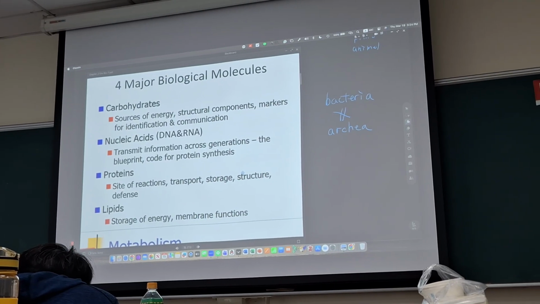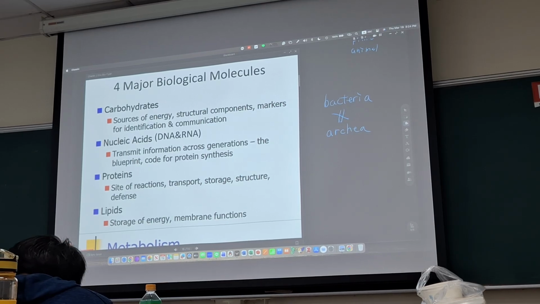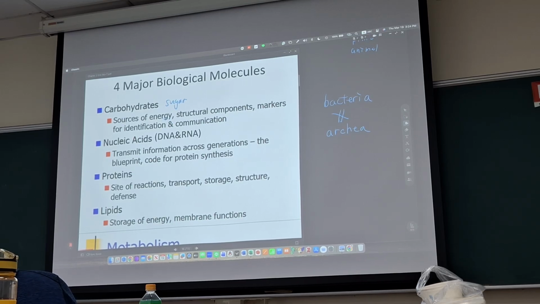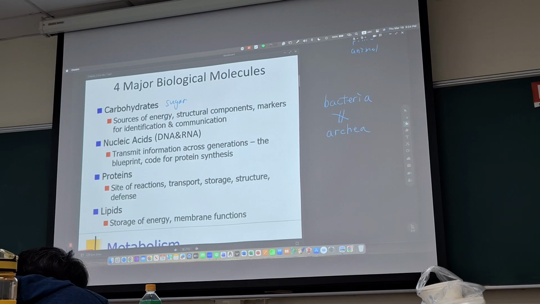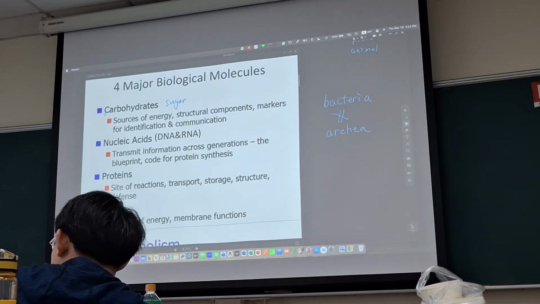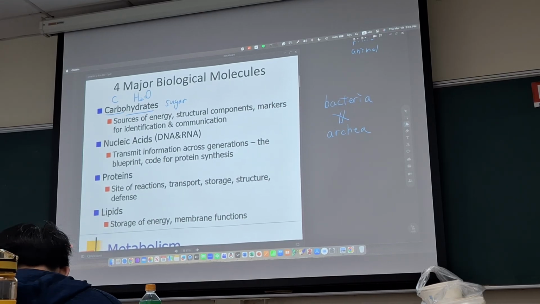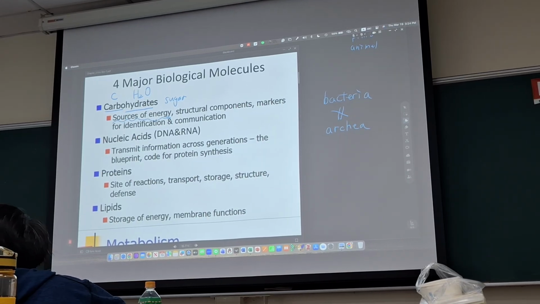Okay, normally there are four major biological materials. The first one is carbohydrates. Sugar like glucose, cellulose, right? Those things belong to carbohydrates. Carbo means carbon, hydro means water. And this is a source of energy.